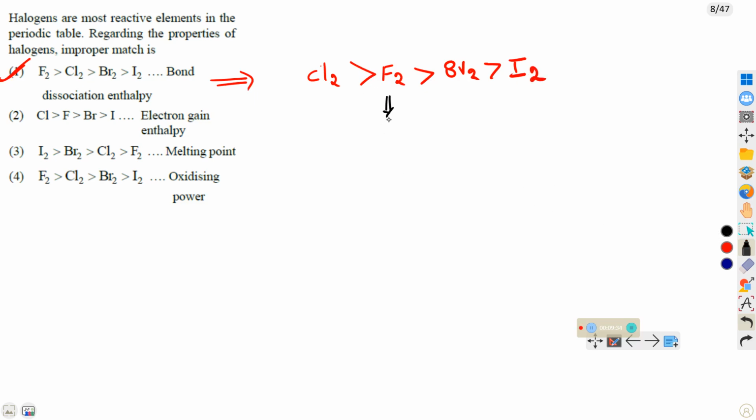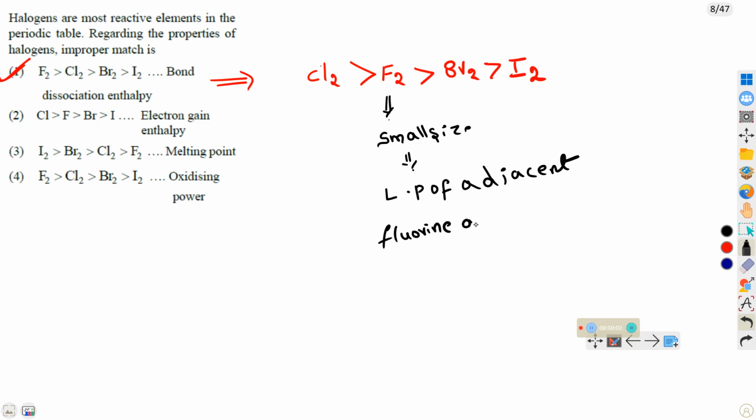Fluorine bond dissociation energy is less compared with chlorine because of its small size. Because of the small size of fluorine, what happened? The lone pairs of adjacent fluorine atoms repel each other. That's the reason the bond energy decreases.